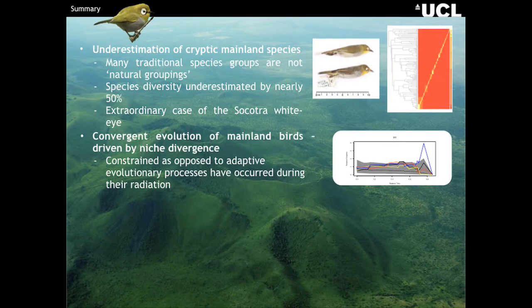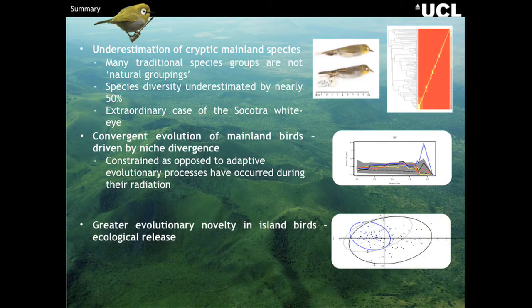We've also looked at some evolutionary processes, and we've seen that in the mainland birds it was suggested that there's convergent evolution, possibly driven by these ecological differences between the highland and lowland birds. Though I haven't shown you this today, some additional evolutionary models suggest that constrained as opposed to adaptive processes have occurred during the radiation of those mainland birds. And then finally, we've seen that in these island birds, unsurprisingly, there's probably been ecological release, and of course there's greater novelty in some of those island birds.